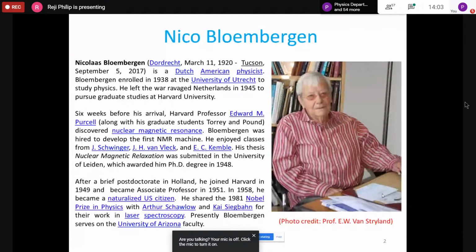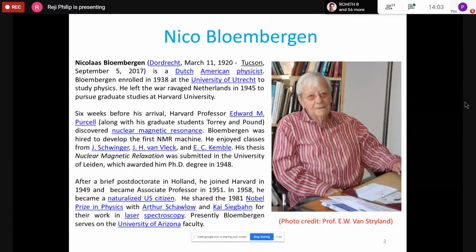As we know, NMR is very useful nowadays in hospitals for taking MRI images, magnetic resonance imaging. A lot of the internal body organs can be seen very clearly, better compared to a CT scan, when we use MRI. So the fundamental principle of that is nuclear magnetic resonance.